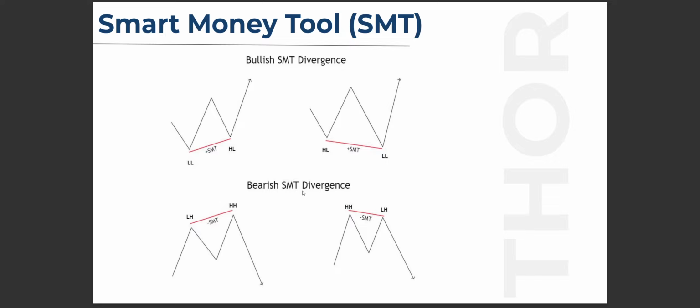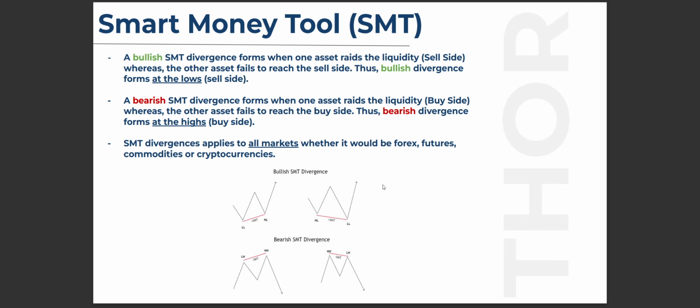On the bearish side, bearish SMT, this divergence happens at the highs, and one asset raids the buy side, creates a higher high, and the other one fails to do so, creates a lower high, which forms a bearish SMT divergence. A bullish SMT divergence forms when one asset raids the sell side liquidity, whereas the other asset fails to reach the sell side. Thus, bullish divergence forms at the lows. Bearish SMT divergence forms when one asset raids the buy side liquidity, whereas the other asset fails to reach the buy side. Thus, bearish divergences form at the highs.